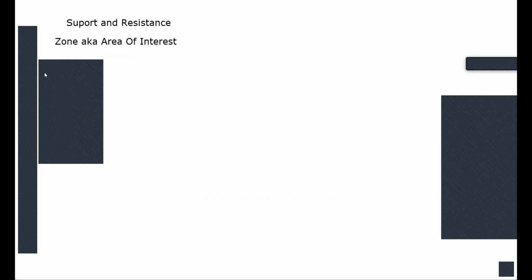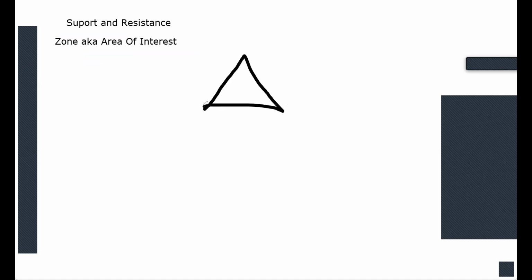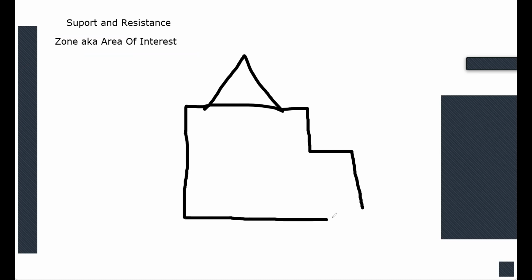Let me get a pen here. Let's say we have a house, right? All right, this is our house. Now, in this house, when you walk through the door, you're going to walk in from this area right down here. This area in a trade would be called support.